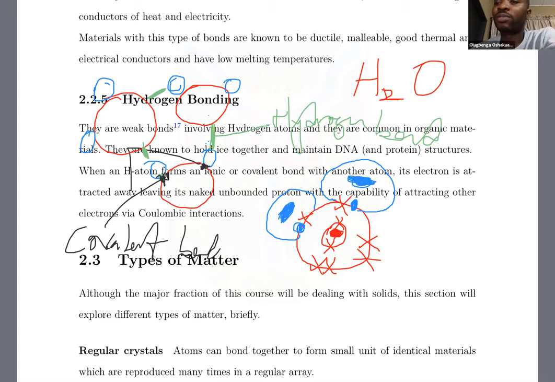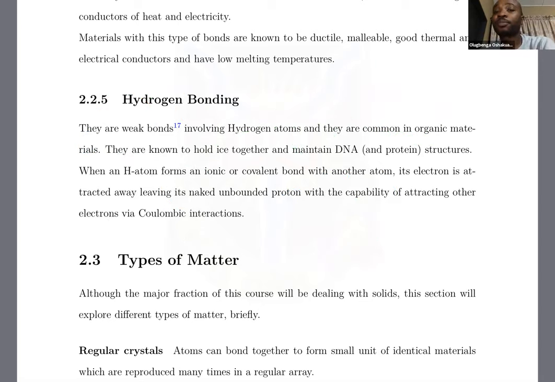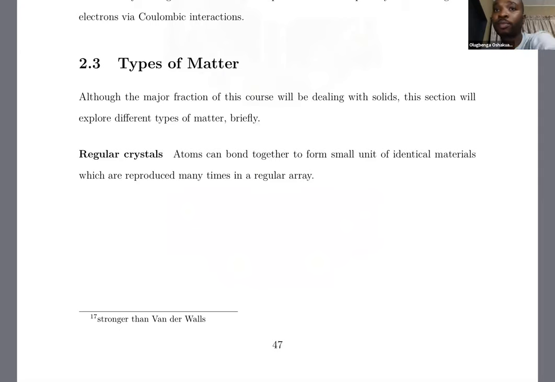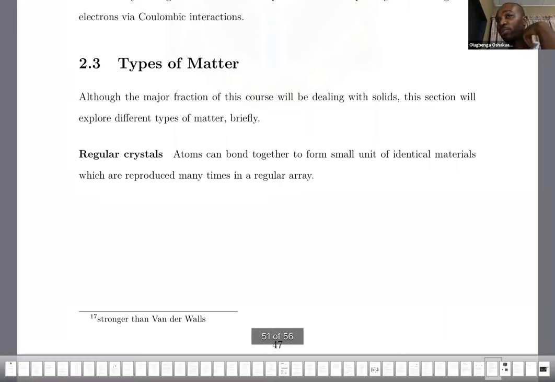So let's move straight to types of matter. We're talking about regular crystals. Regular crystals exist when atoms bond to form units of identical materials that repeat in all directions. So the atoms form a regular pattern and they are reproduced infinitely.